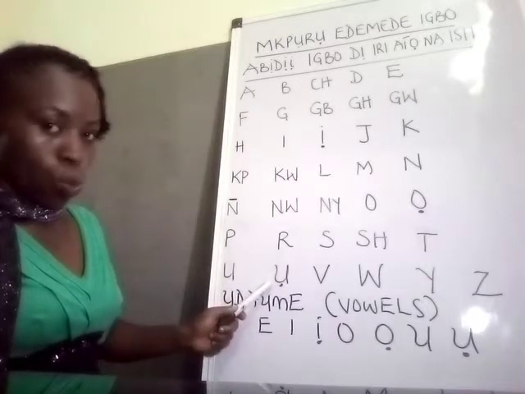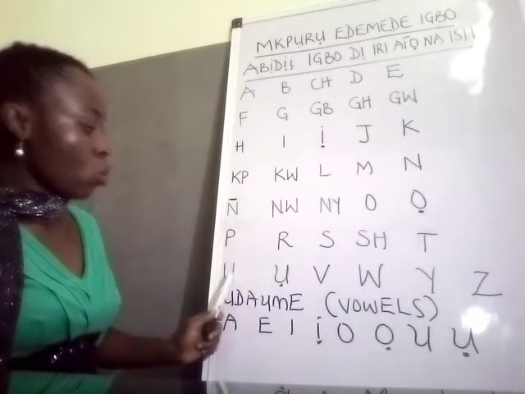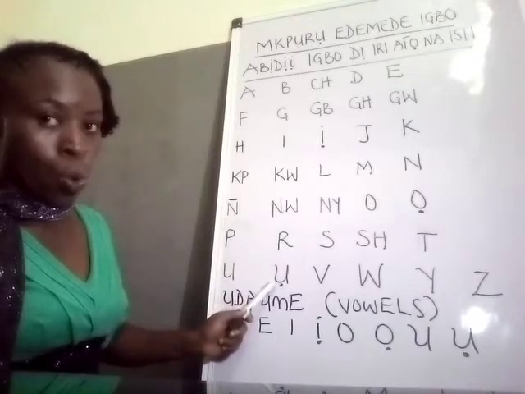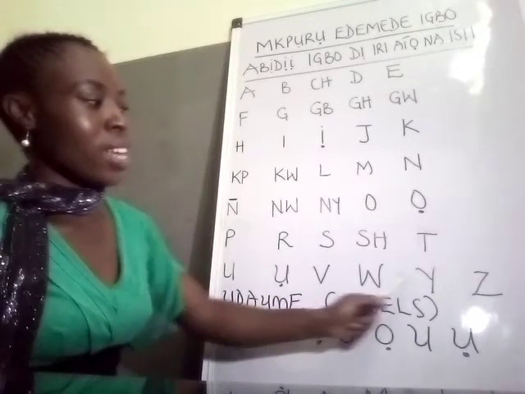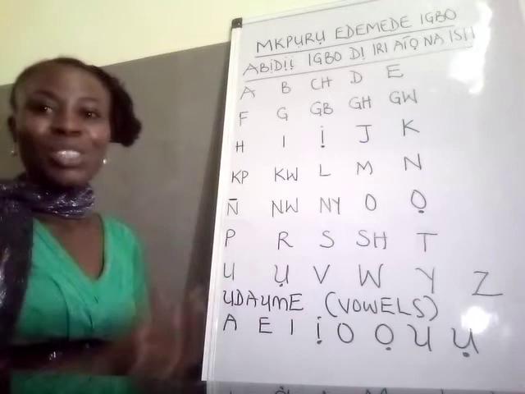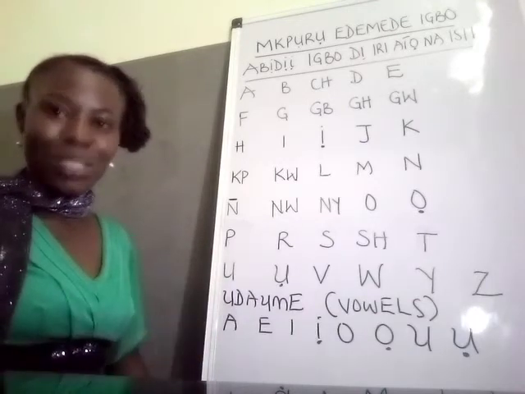O, o, o, vi, wi, ye, ze. Now let's go to my song. I made a song with it.